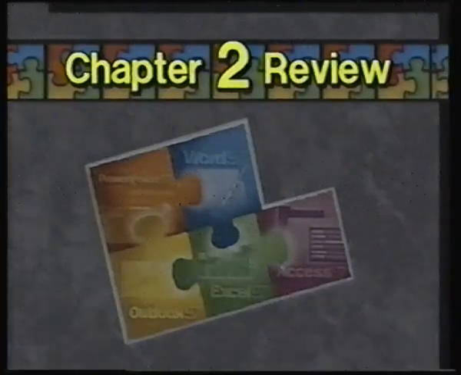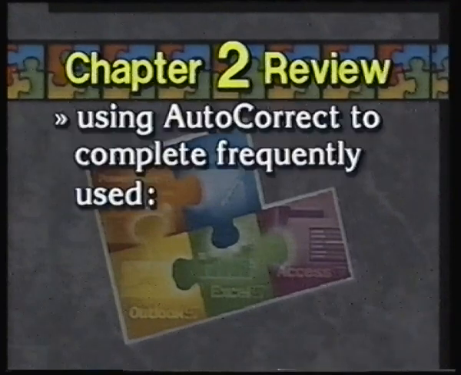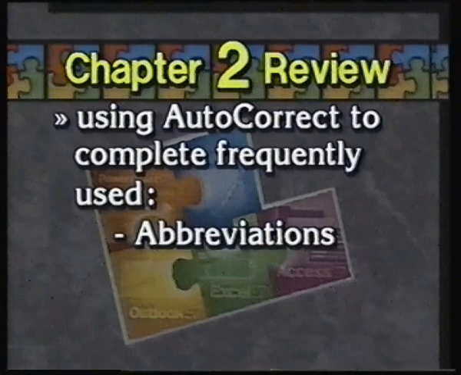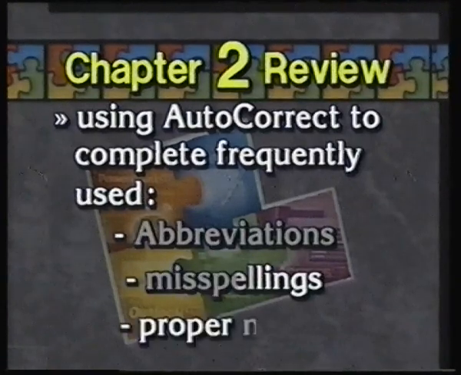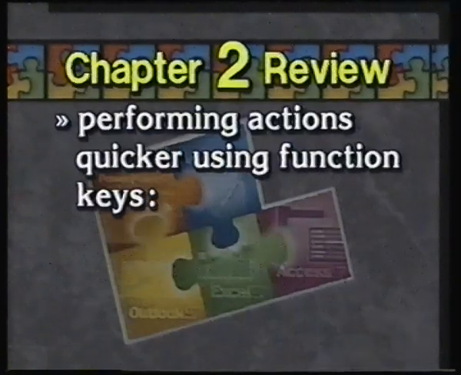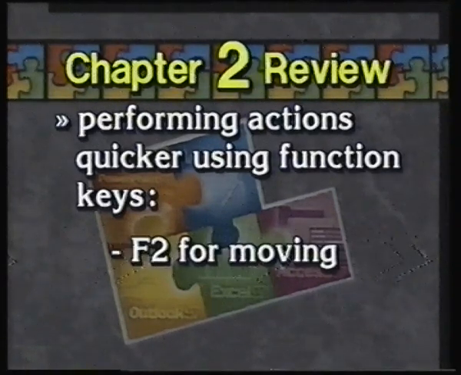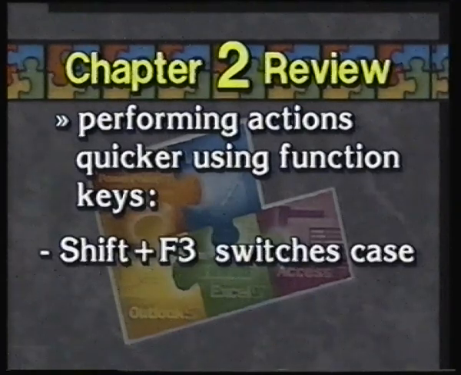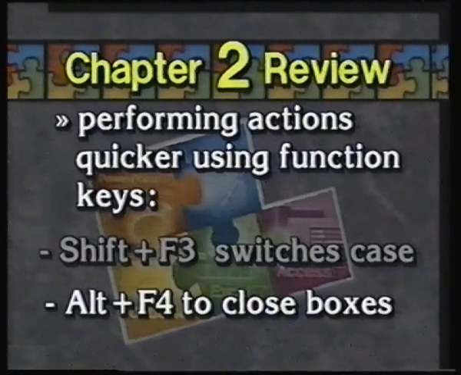Let's review what we covered in this chapter. First, we used the autocorrect to fill the complete word for abbreviations we frequently use, frequently misspelled, or proper nouns. Then we used function keys to perform actions quickly. We used F2 for moving, Shift and F2 for copying, Shift and F3 for changing case, and Alt with F4 for closing boxes.